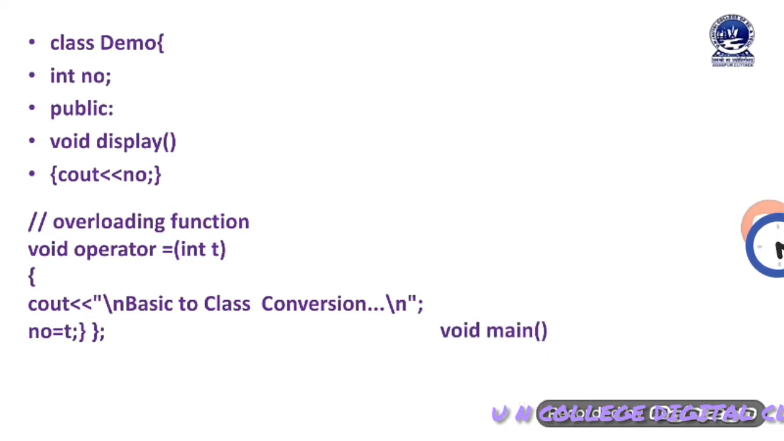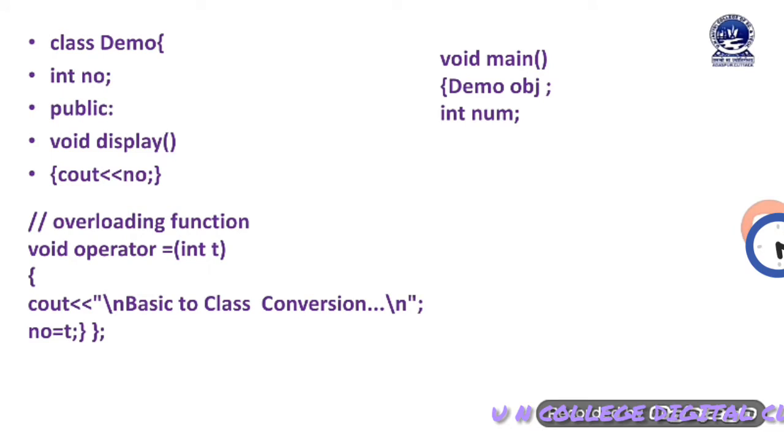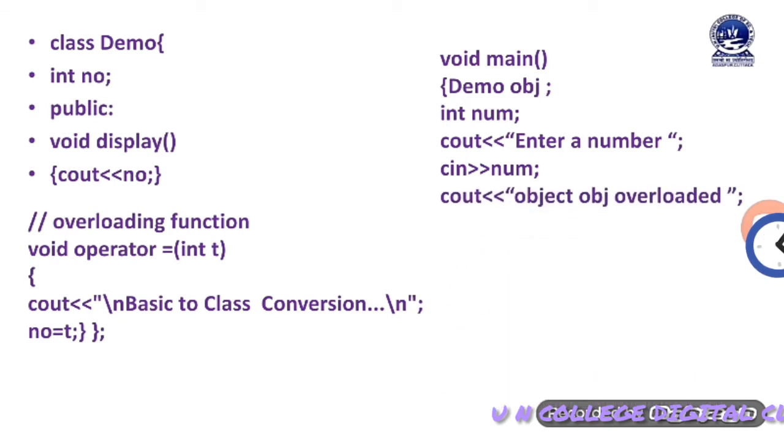Inside the main method, I have used demo obj. obj is the object of class demo. Then int num, and I have prompted the user to enter a number. Then the user will enter the number which will be stored in num. Then I have used an output statement, cout obj, with the assignment operator overloaded. How? Now obj = num.